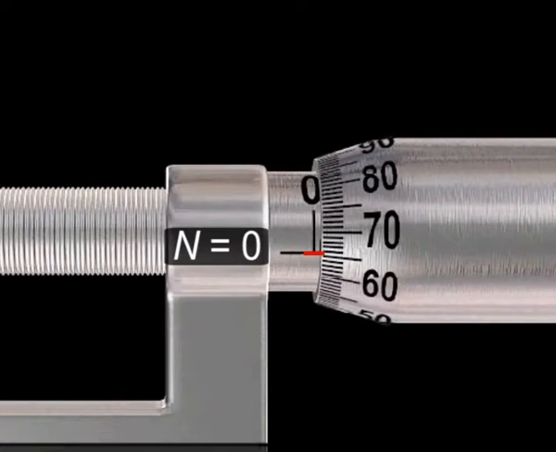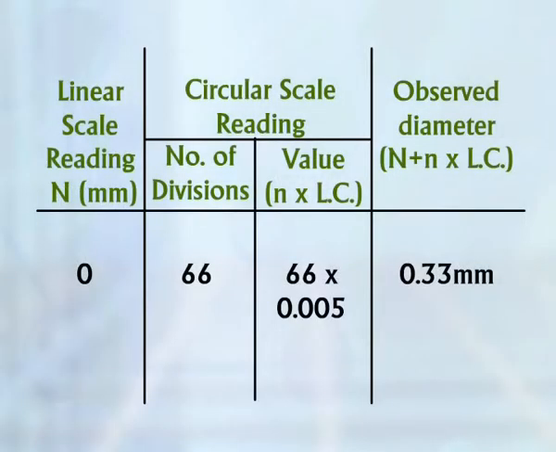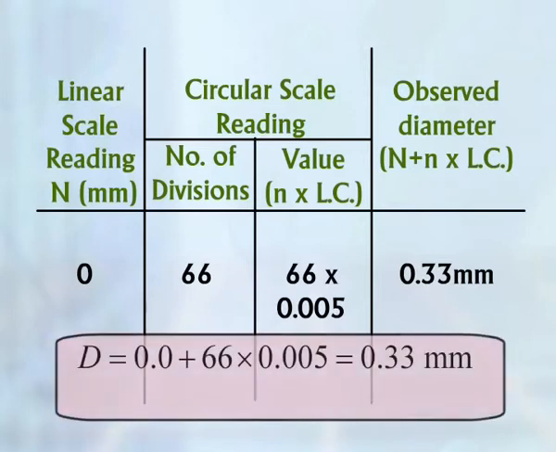Note the number of the division of the circular scale lying above the reference line. Here it is the 66th division of the circular scale. Record the values of the linear scale and circular scale and calculate the screw gauge reading. Here, the value of the diameter of the wire D is 0.0 plus 66 into 0.005, that is 0.33 millimeters.